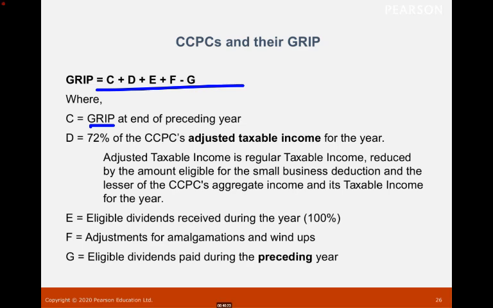Then we're going to have D, 72% of the adjusted taxable income for the year, which is regular taxable income reduced by the amount eligible for the small business deduction. We talked about that a little while ago. And the lesser of the CCPC's aggregate income and its taxable income for the year.